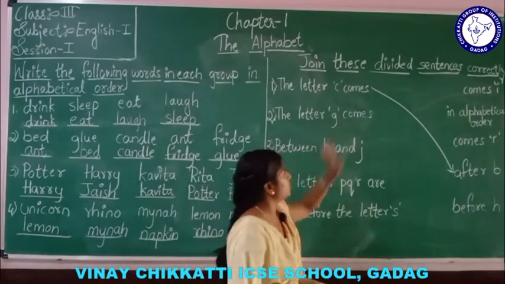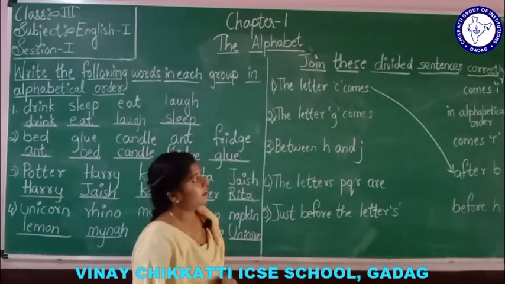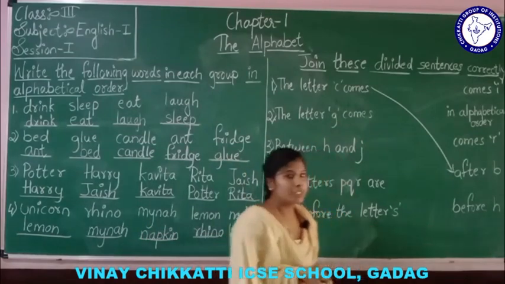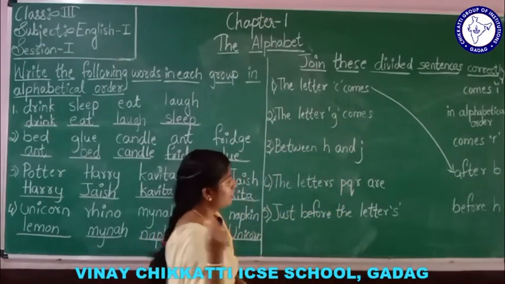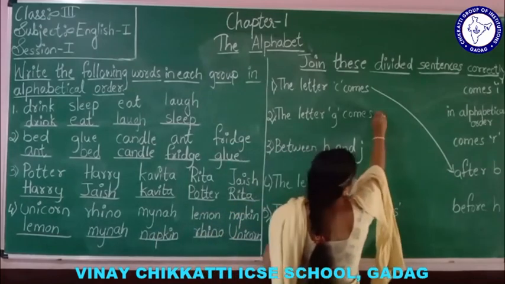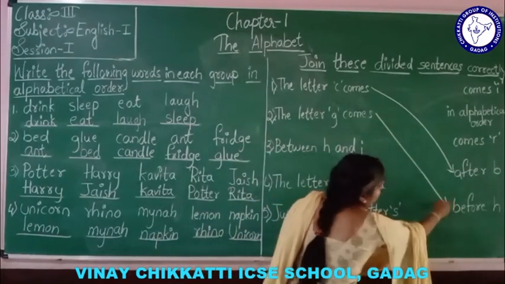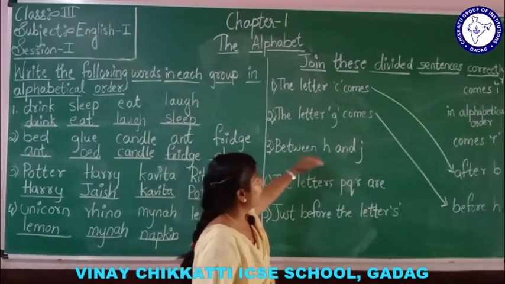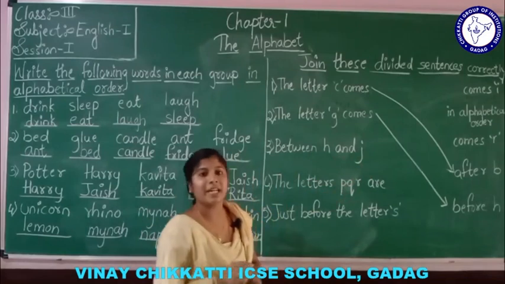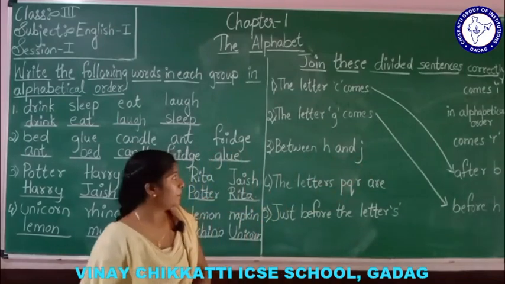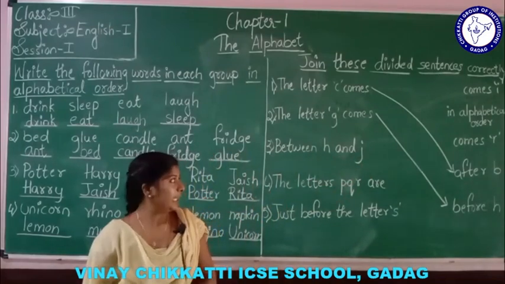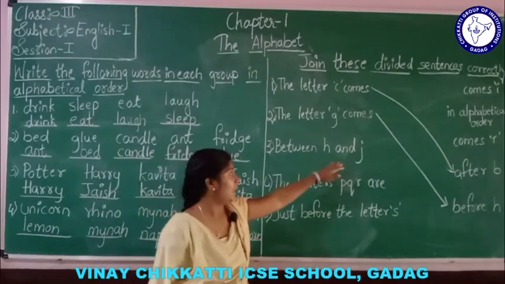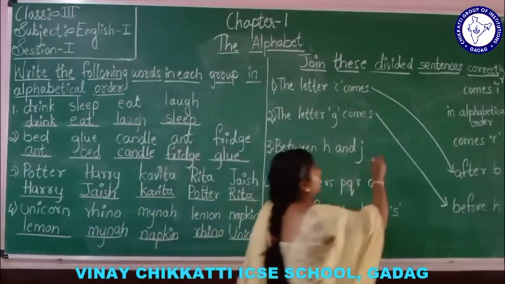The next one, the letter G. The letter G comes, check it: comes I in alphabetical order, comes R, or before H. Which is the correct answer? The letter G comes before H. Understood, students? Next, between H and J. What comes between H and J? Let me start. A, B, C, D, E, F, G, H. What comes next? I. Yes, between H and J, I.